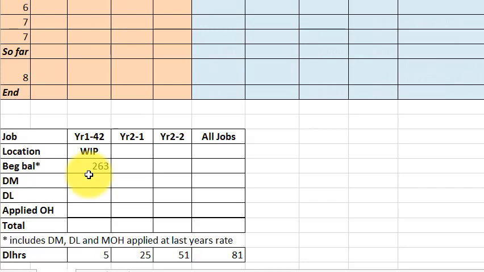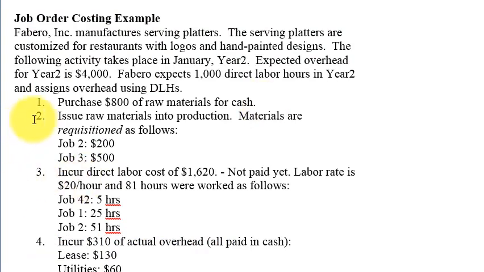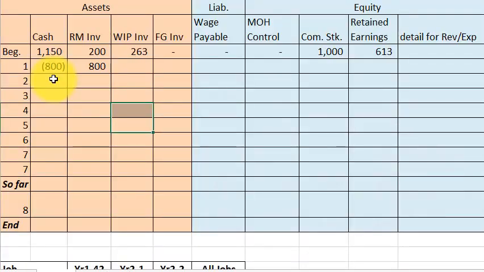Well, let's go back up and start recording some transactions. In the first transaction here, the company purchases $800 of raw materials for cash. Record that, then take a look at what I'm doing. Here's our transaction. Cash goes down 800, raw materials inventory goes up 800.